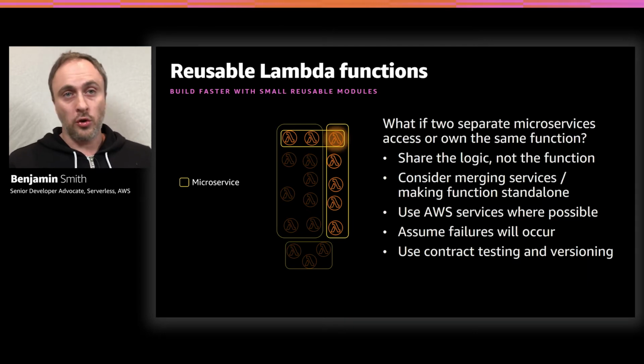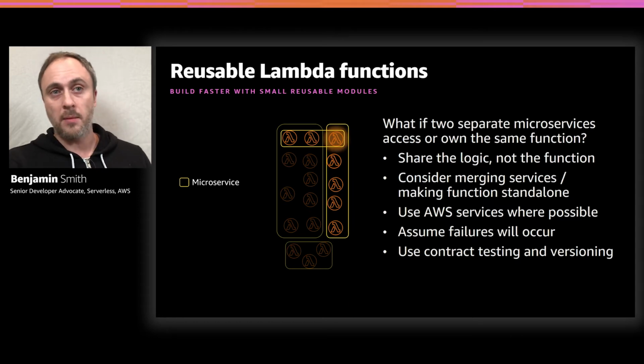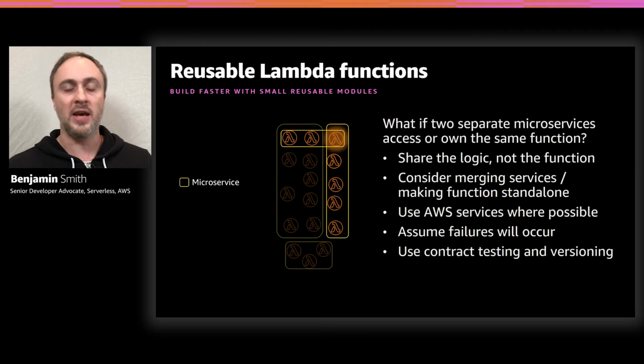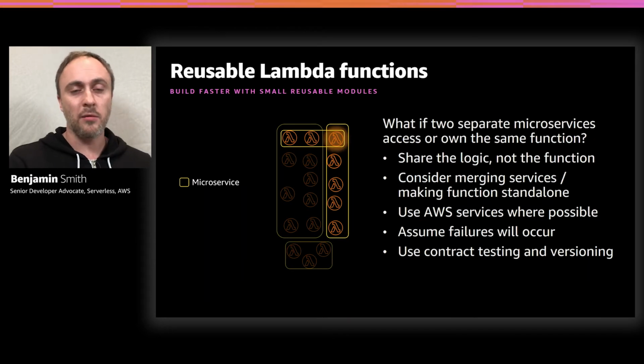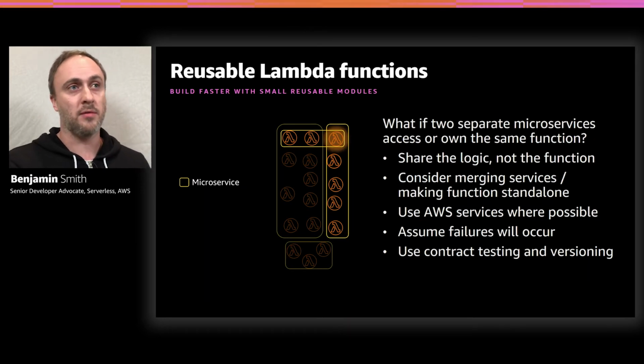You should also use contract testing and versioning for your functions and assume that failures will occur. But your Lambda functions should typically be written for the good non-failure path and use other services to handle the fail path where possible, to handle things like retries and route off to services to handle that failure, instead of writing custom code inside your Lambda function to handle that failure.